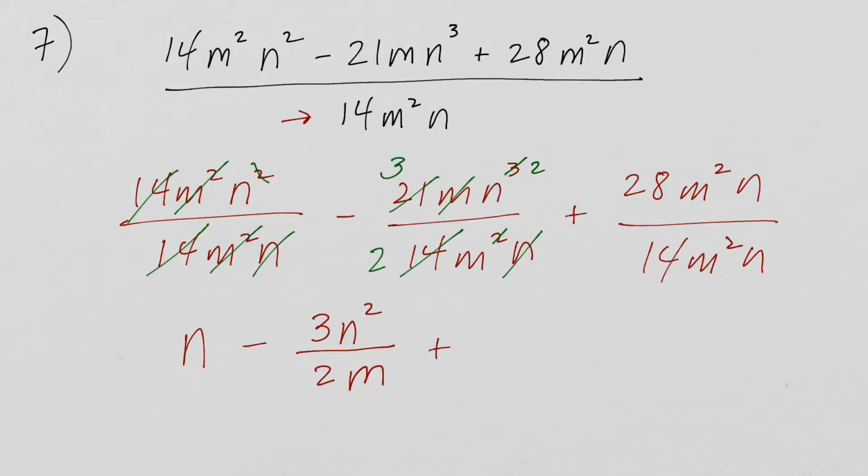And finally, 14 goes into 28 two times. The m squareds cancel completely, and the n's cancel completely. So it looks like I'm left with plus 2, and that's it. And we're done.